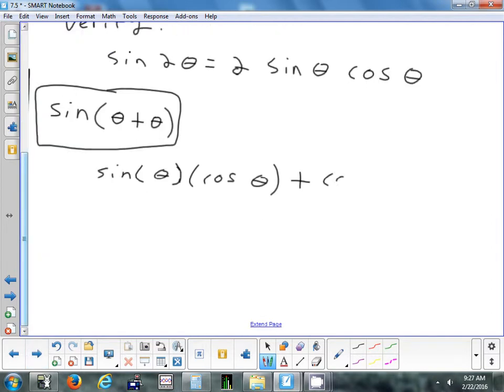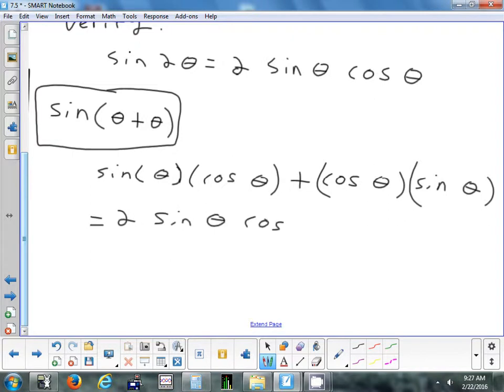Plus cosine theta, sine theta. And now in the first part, we have a cosine times a sine. In the second part, we have a cosine times a sine. How many cosine times sines do we have? One of each. So we have a cosine sine, another cosine sine, for a total of 2 of the cosine sines, or sine cosine. You can switch the order. That doesn't matter. In fact, we don't even need parentheses if we don't want.